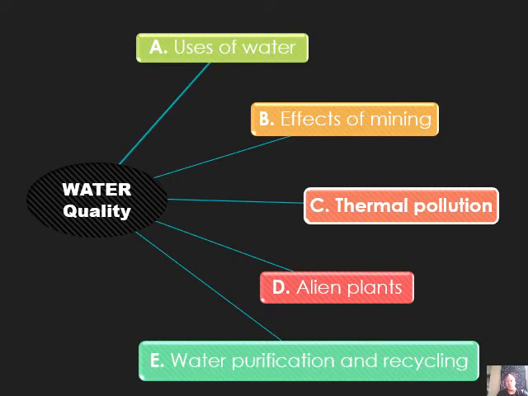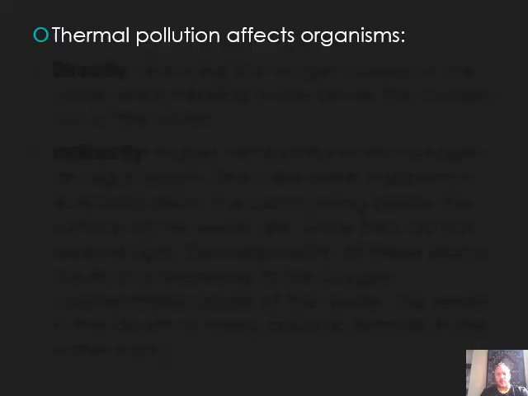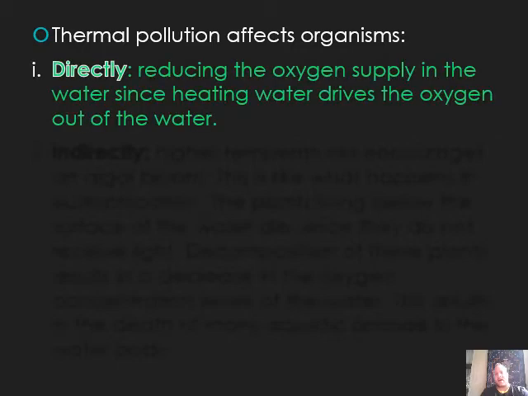Let's talk about thermal pollution very quickly. There are two main factors to deal with in thermal pollution and how it affects organisms. First one is directly. How does it directly affect anything in terms of heating up water? So, reducing the oxygen supply in the water, since heating water drives the oxygen out of the water. So you understand that there's some dissolved oxygen in the water, and if there wasn't, fish and other aquatic animals wouldn't be able to live.